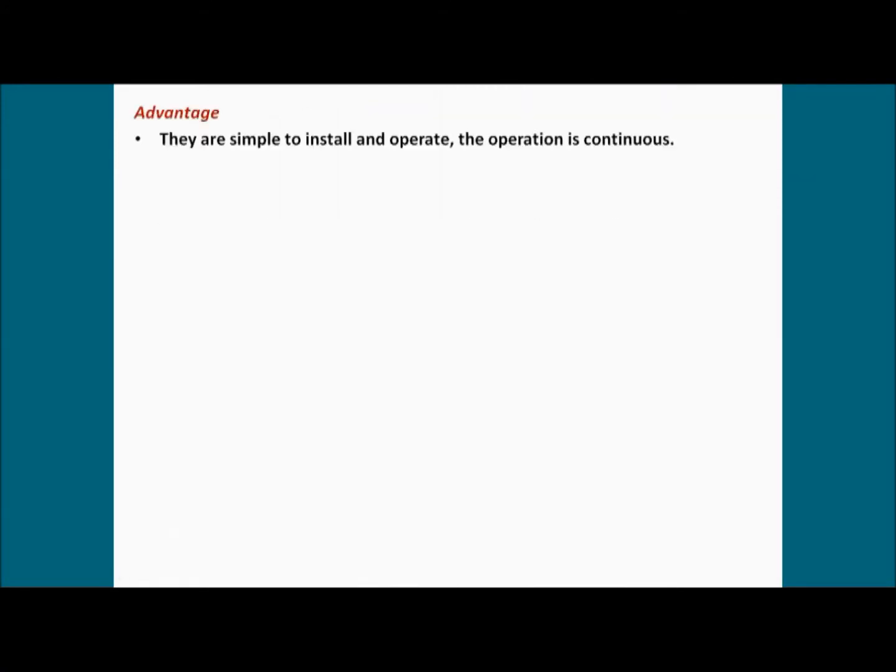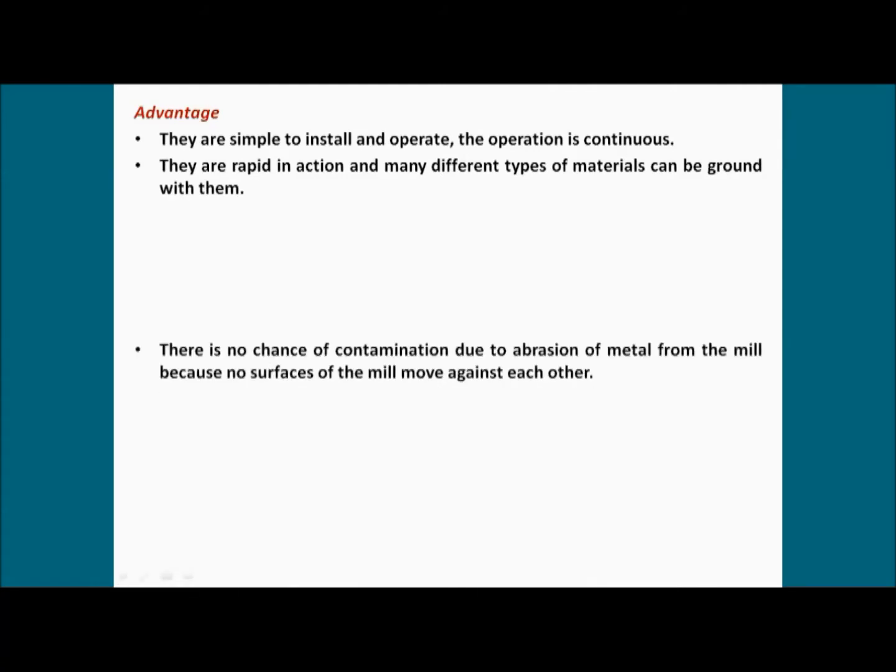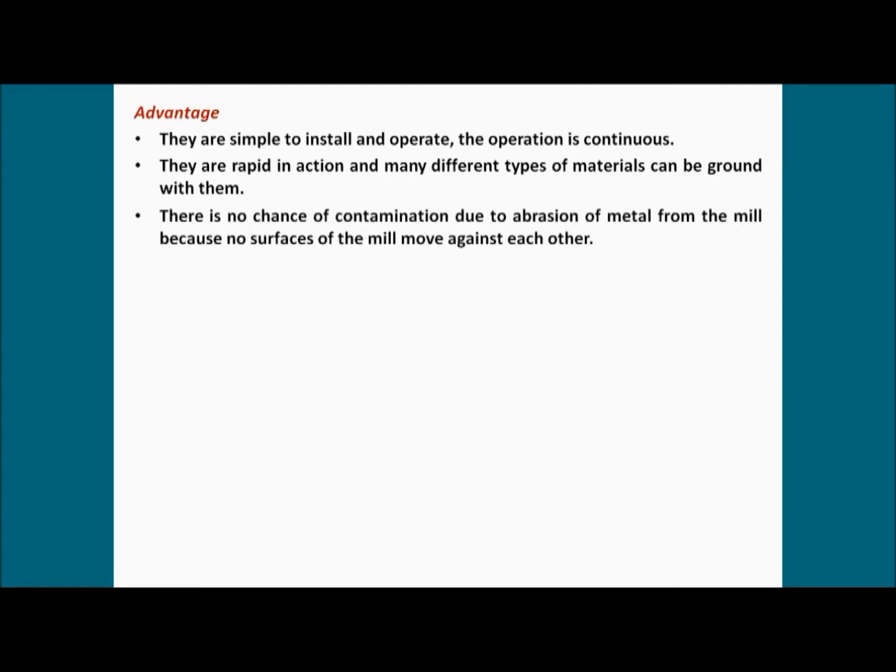Advantages: these hammer mills are simple to install and operate, and the operation is generally continuous. Moreover, they are rapid in action. They are very fast, and many different types of material can be ground with the hammer mill. Moreover, there is no chance of contamination due to abrasion of the material from the mill, because no surfaces of the mill move against each other. That is the foremost advantage of the hammer mill.